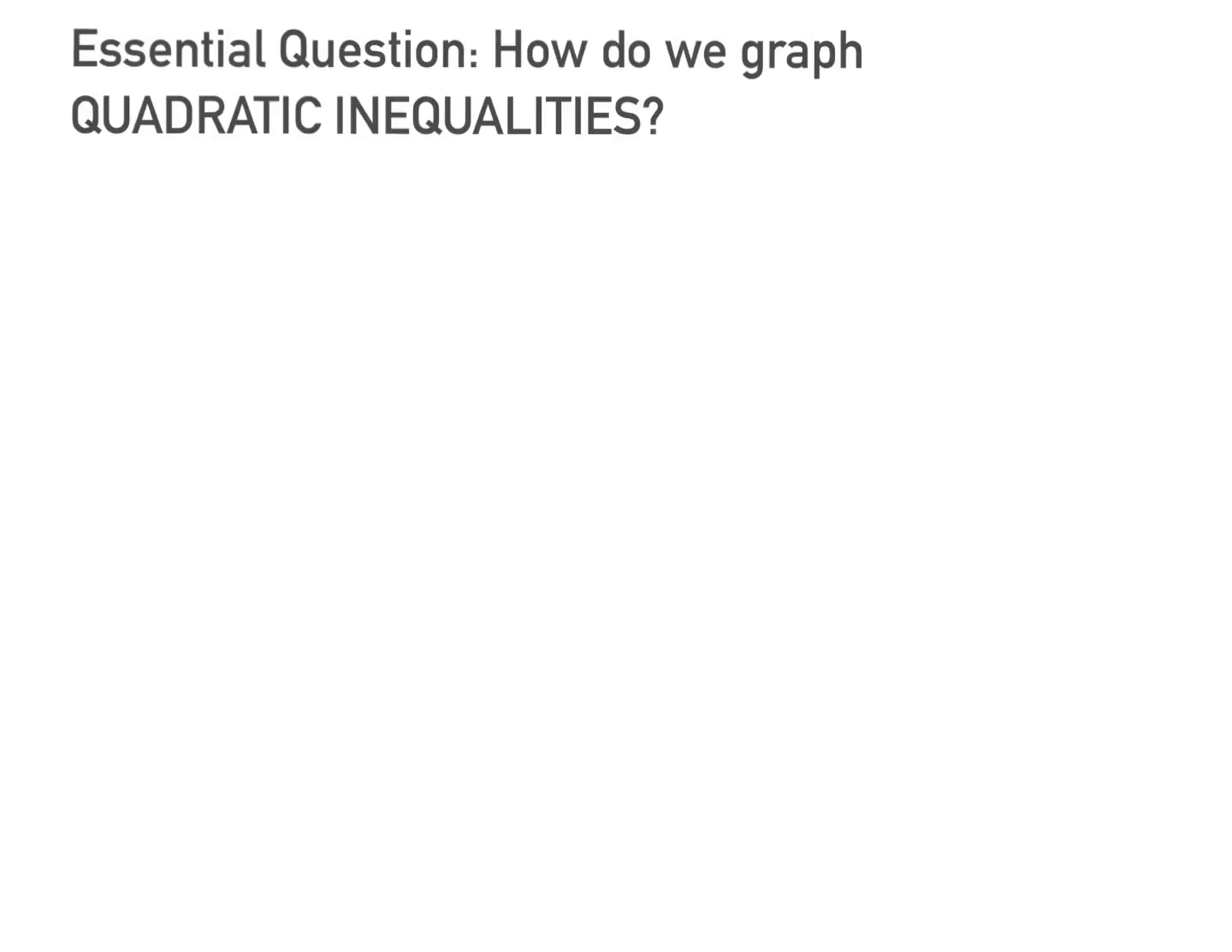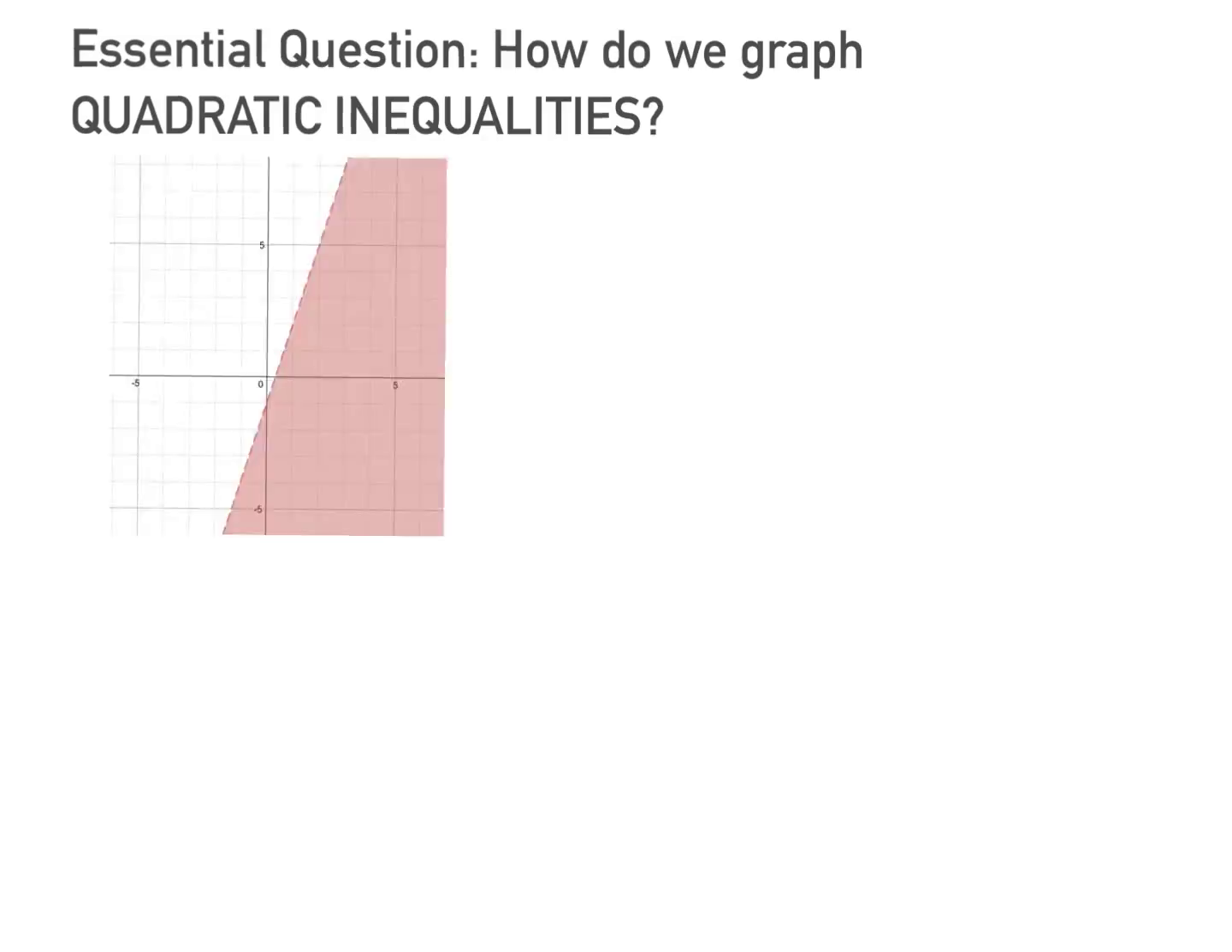All right, today we're looking at how we graph quadratic inequalities. So let's just take a moment to think about what inequalities were. Well, the inequalities that we've seen before look a little bit like this. Remember that they could have a dashed or a solid line, and you either shade above or below. Like the inequality here is y is less than 3x minus 1.